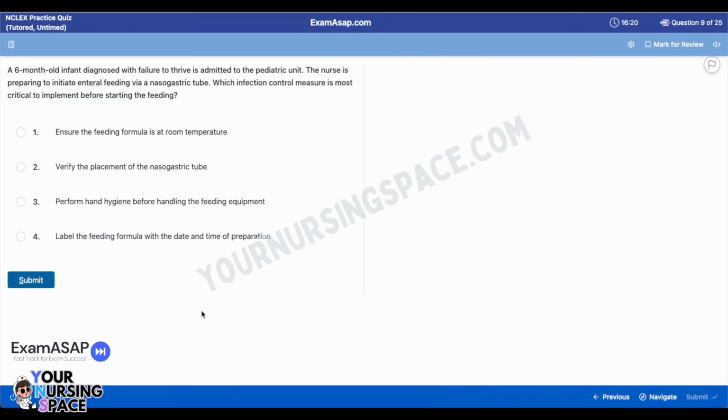Here are the options. Option 1. Ensure the feeding formula is at room temperature. Option 2. Verify the placement of the nasogastric tube. Option 3. Perform hand hygiene before handling the feeding equipment. Option 4. Label the feeding formula with the date and time of preparation.